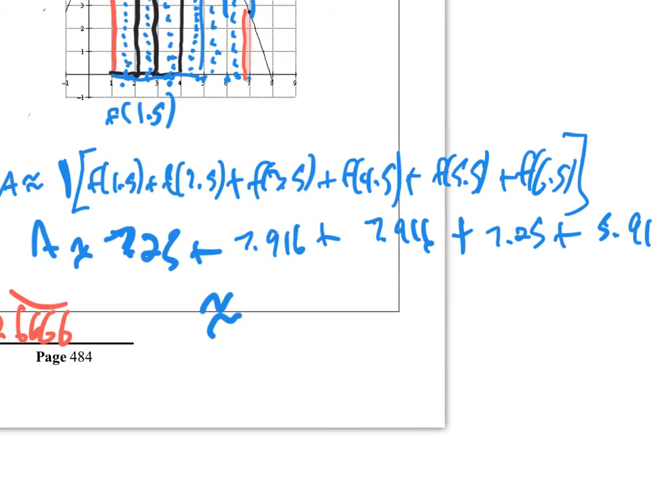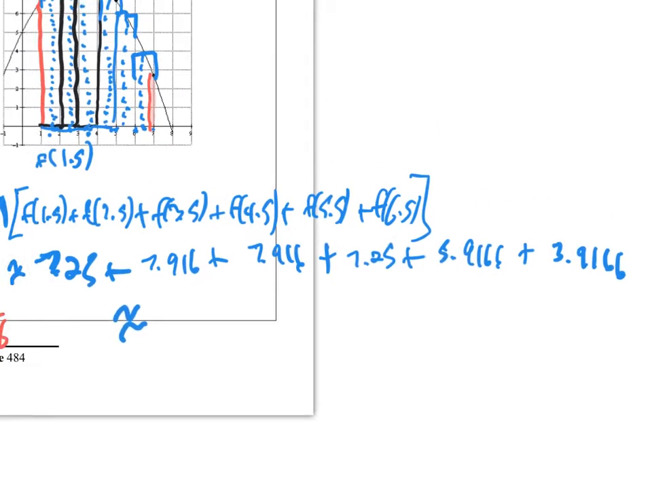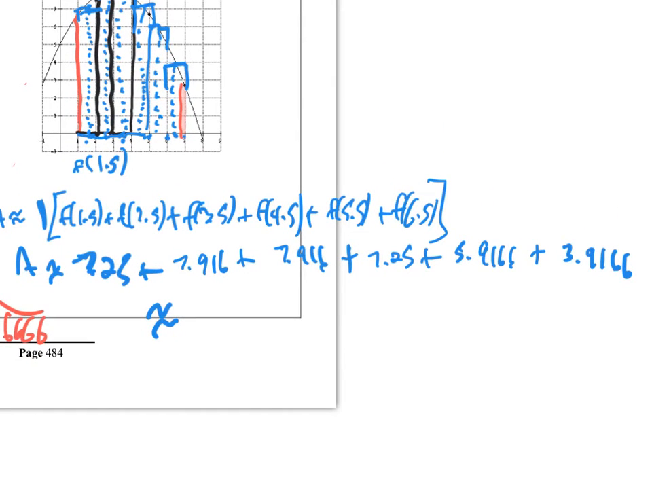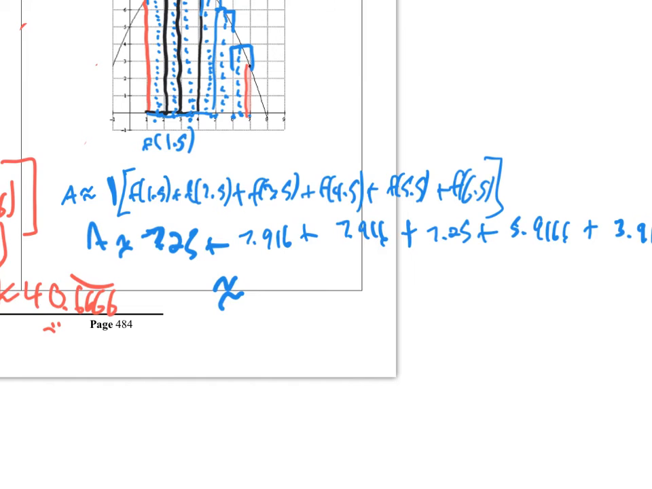So the last one's 5.1991. 6.6. Yeah, we know that. We're adding all these up. Yeah, 3.8166, right? And then what do you get when you add them up? It's 39.8652. Wow, that is so close to 40.